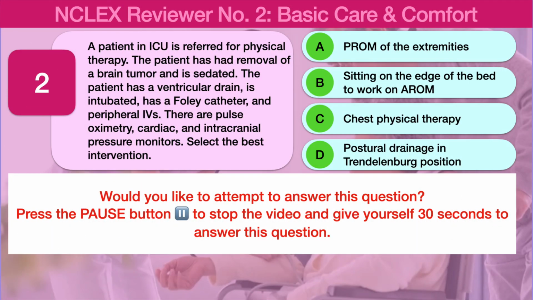Question number 2. A patient in ICU is referred for physical therapy. The patient has had removal of a brain tumor and is sedated. The patient has a ventricular drain, is intubated, has a Foley catheter, and peripheral IVs. There are pulse oximetry, cardiac, and intracranial pressure monitors. Select the best intervention. A. PROM of the extremities. B. Sitting on the edge of the bed to work on ROM. C. Chest physical therapy. D. Postural drainage in Trendelenburg position.